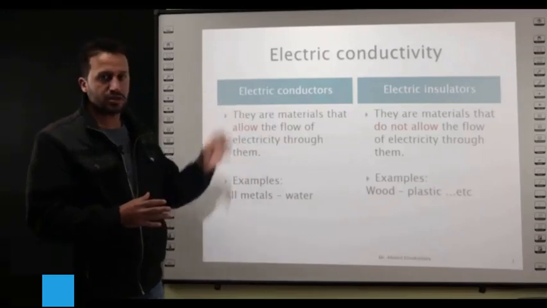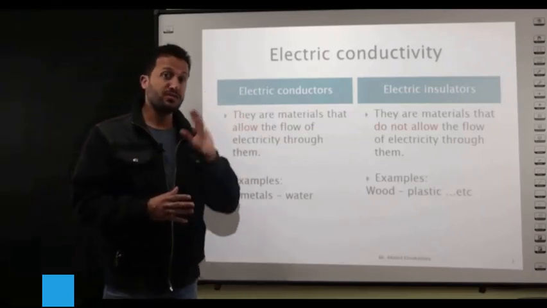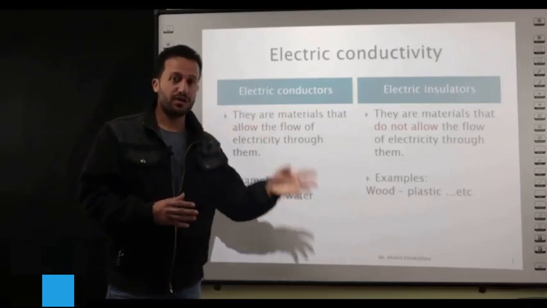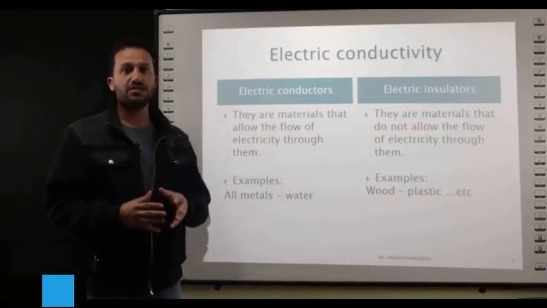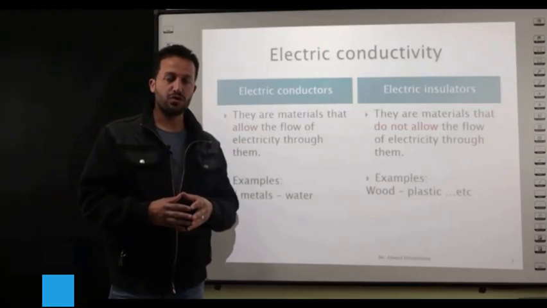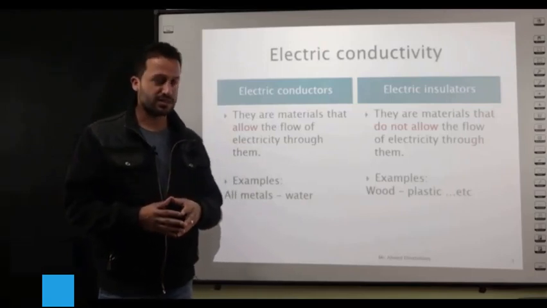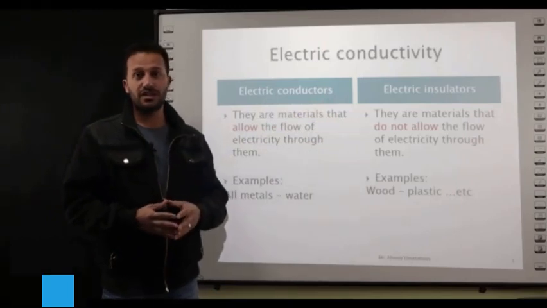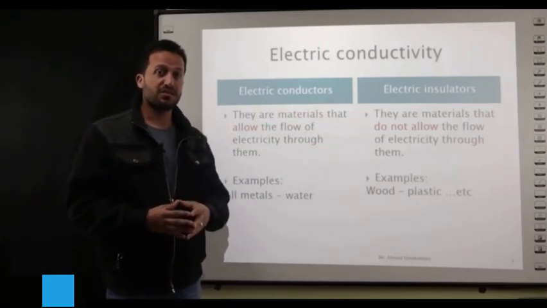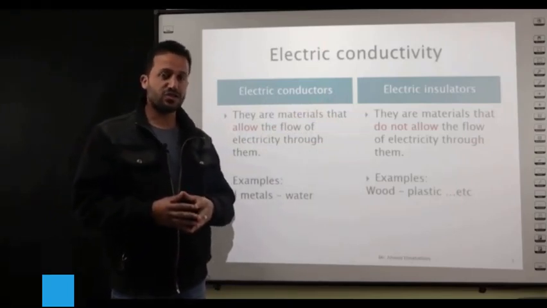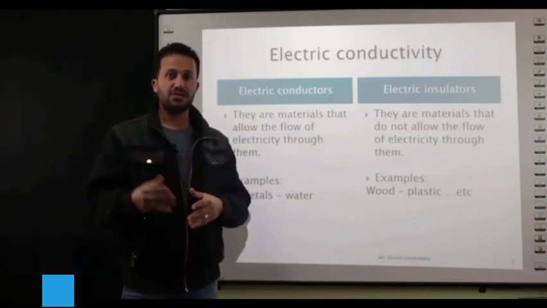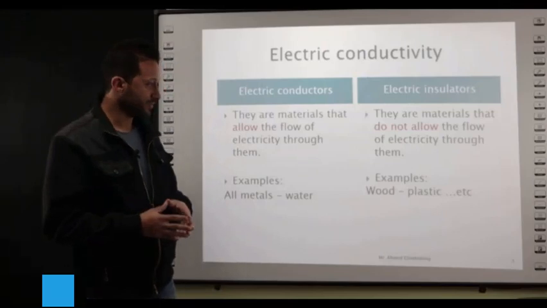So electric conductors are materials that conduct electric energy or allow electric energy to pass through them, like iron, aluminum, silver, gold. All metals are good conductors of electricity. While electric insulators, or bad conductors of electricity, are materials that don't allow electric energy to pass through them, like nonmetals and air, paper, clothes, whatever.